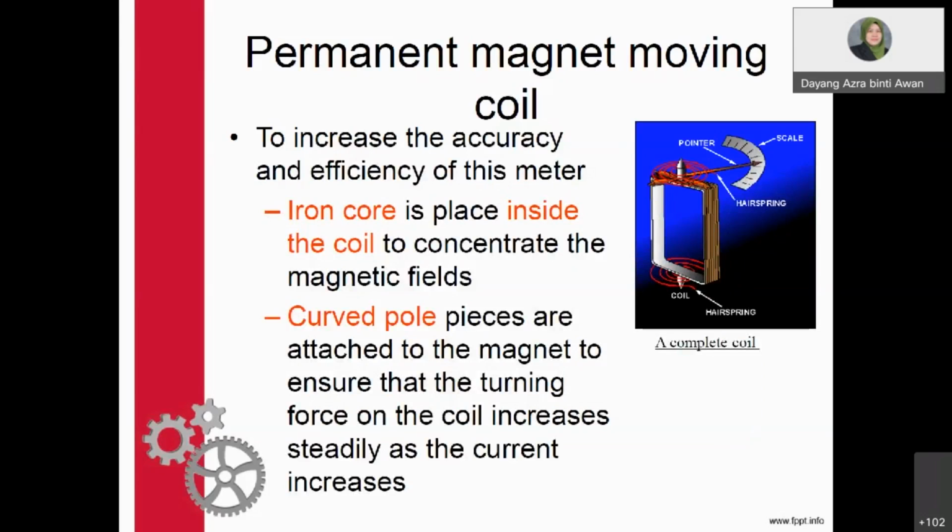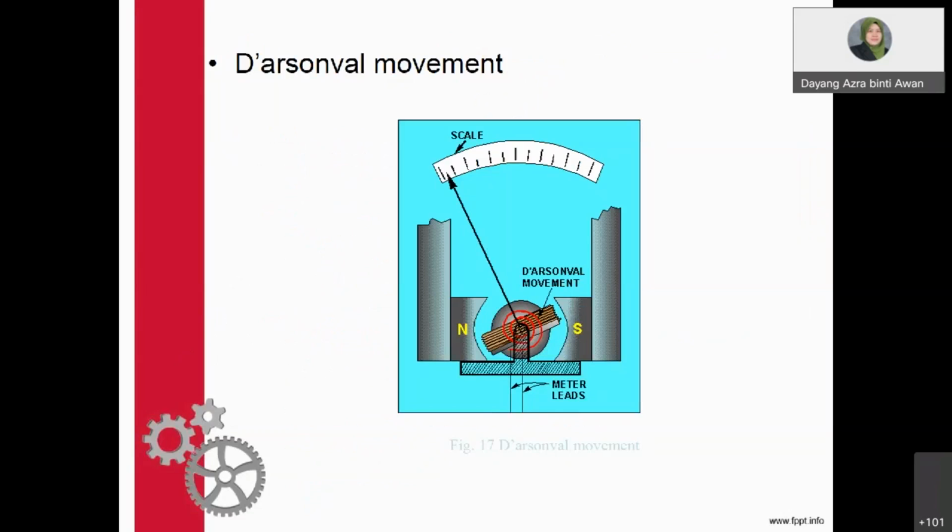Okay, so here is the permanent magnet moving coil. To increase the accuracy and efficiency of this meter, we use two techniques. First is by placing an iron core inside the coil to concentrate the magnetic field. Then we provide a curved pole piece attached to the magnet to ensure that the turning force on the coil increases steadily as the current increases. So this is the d'Arsonval movement.